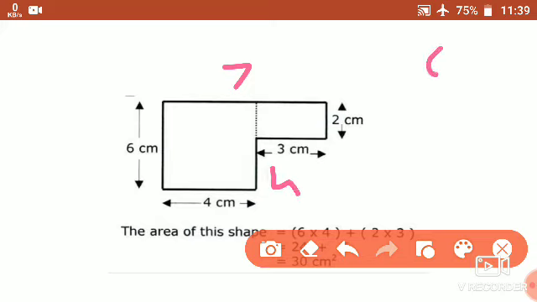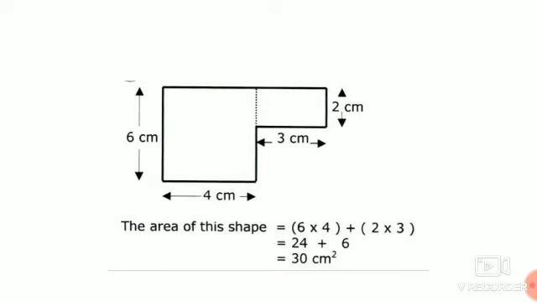So we can add 6 plus 7 plus 2 plus 3 plus 4 plus 4. When you add this, you will get the answer. 6 plus 7 is 13, plus 2 is 15, plus 3 is 18, plus 4 is 22, plus 4 is 26. So the perimeter of this figure is 26 centimeter. Understood? This is how to find the perimeter of irregular shape figures.